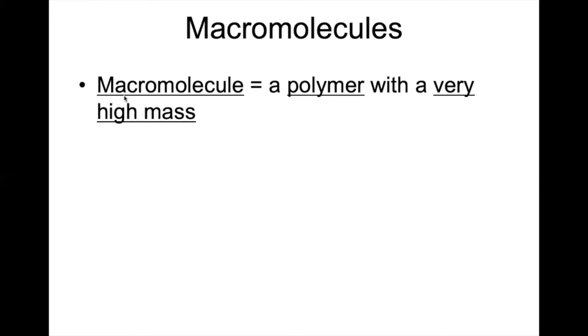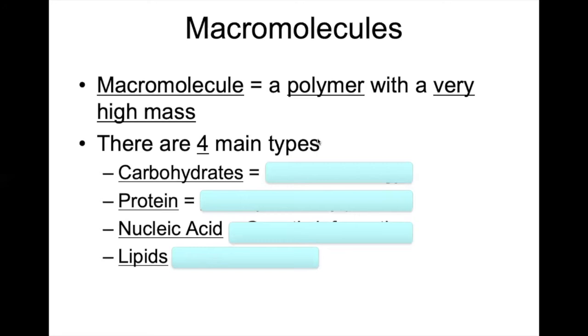Macro is the opposite of micro. Macro means big, so big molecule. And we have four main types of macromolecules: carbohydrates, proteins, nucleic acids, and lipids. These four are going to make up everything that we are talking about one way or the other for the rest of this school year. At least one of these will be involved in every single chapter.